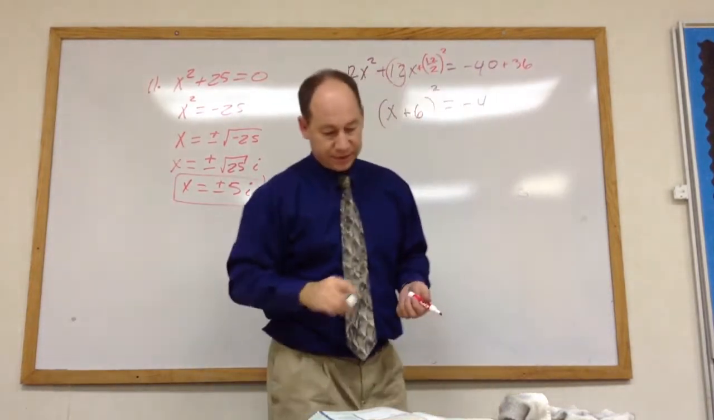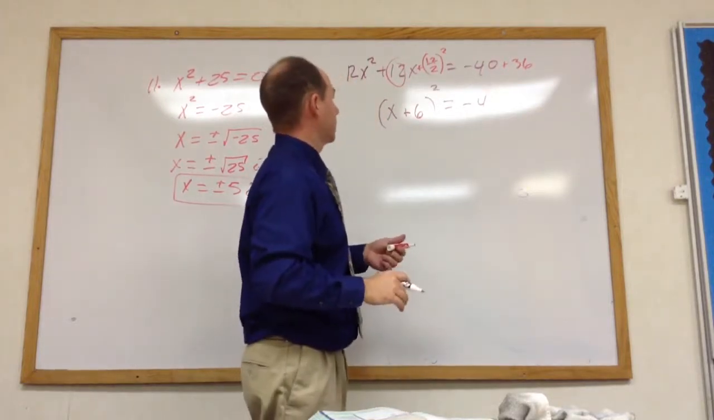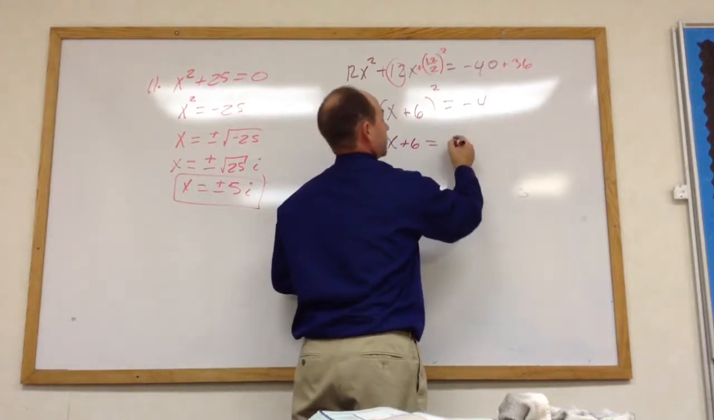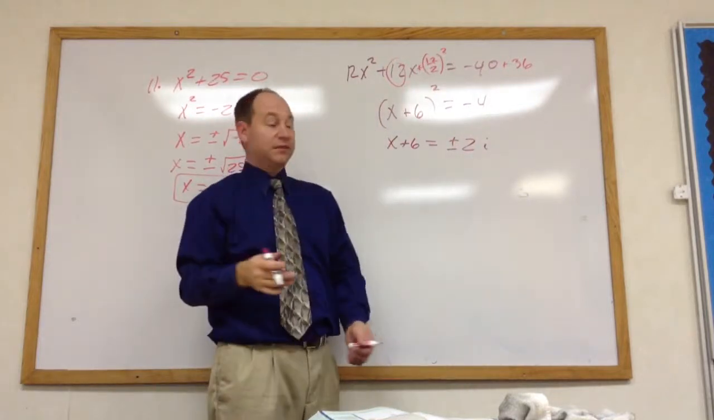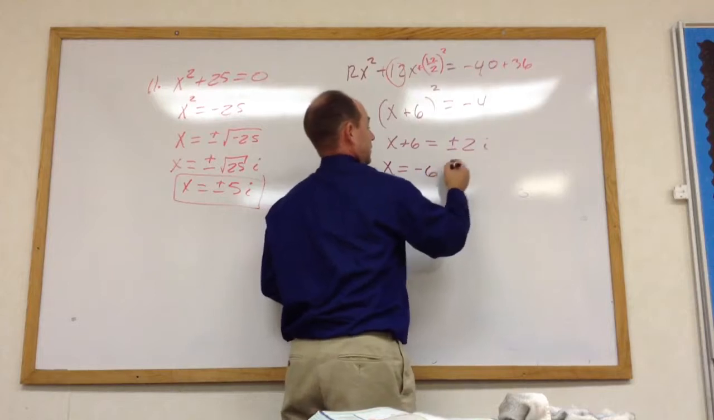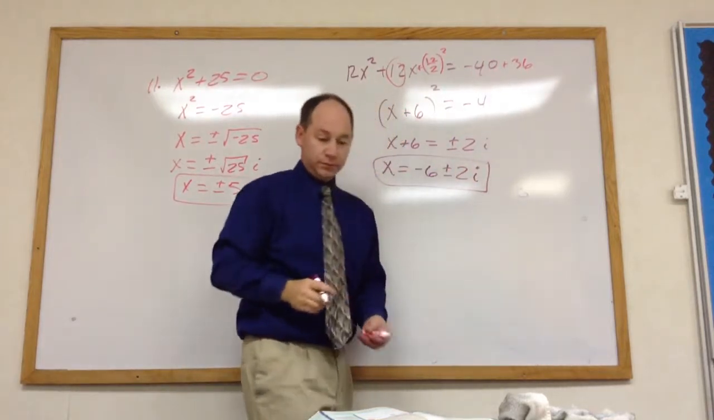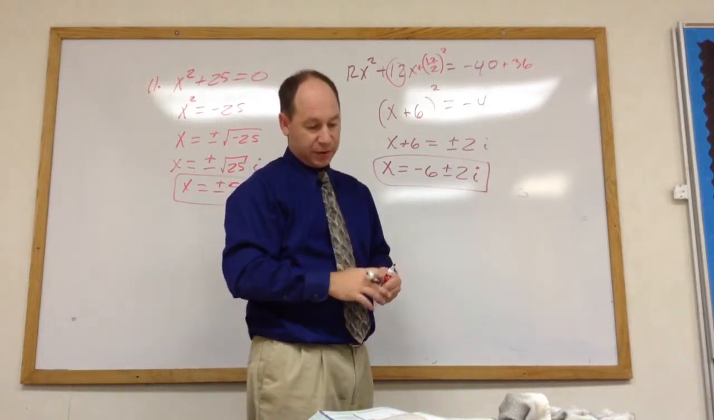Oh, nice. So how do I finish solving this? Well, we just square root both sides, and x plus 6 is plus or minus 2i. The square root of 4 is 2. It was negative, so it's the i part. And then we subtract the 6, so x equals negative 6, plus or minus 2i. So we have that case right there for 12.